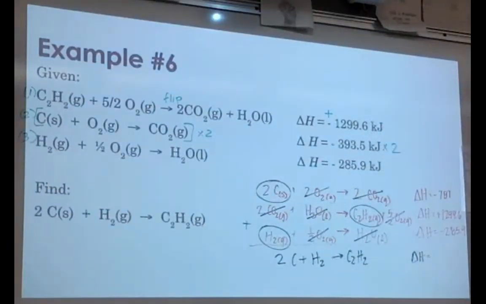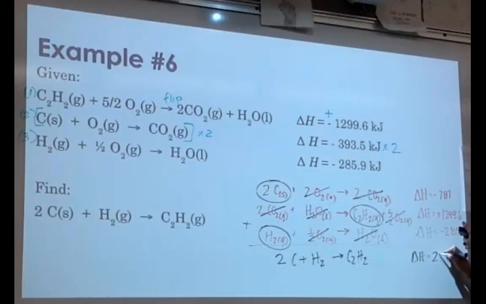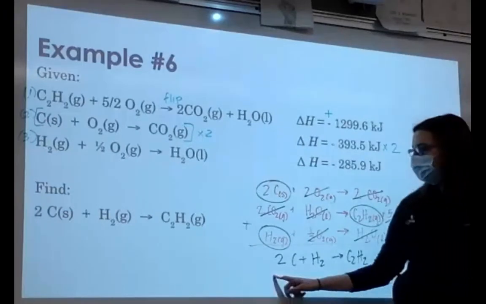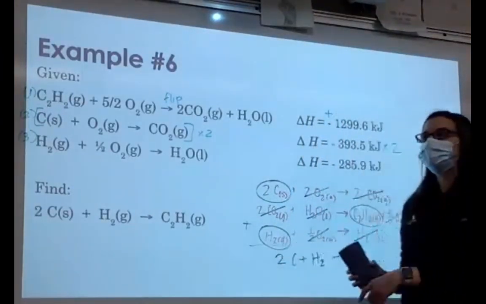So we add negative 787 plus 1299.6 plus negative 285.9. Don't forget your negatives. For delta H, I got 226.7 kilojoules. So, based on this value of delta H, it's positive. What type of process overall is this new equation? Is it exo or endothermic? Endo, right? Delta H is positive, it has to absorb heat. This is endothermic.